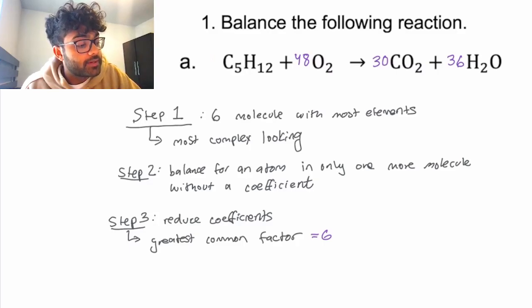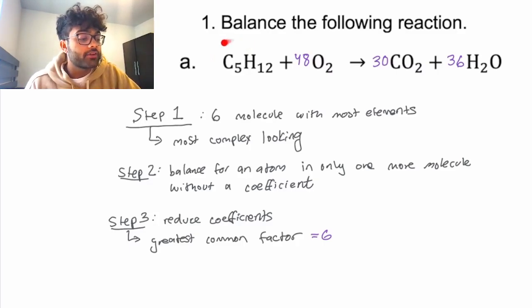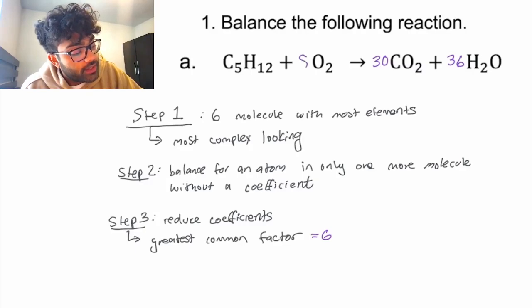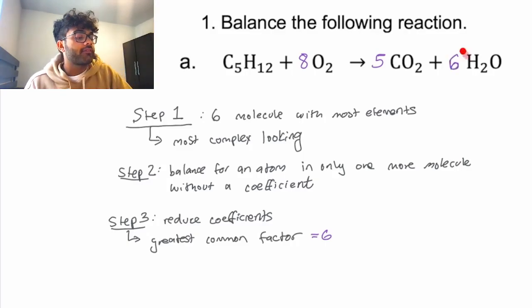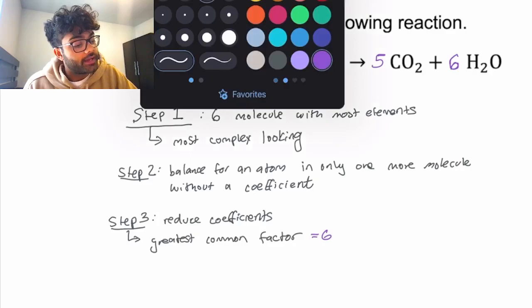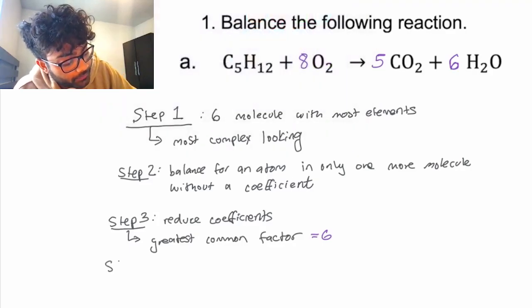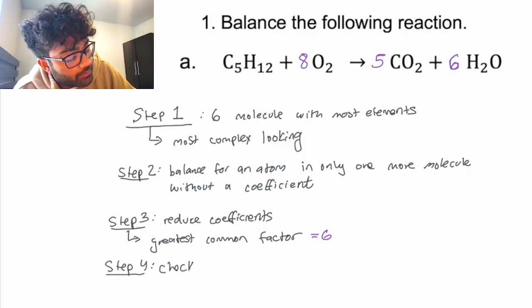So 6 divided by 6 is 1, and when we have coefficients of 1, we leave them blank. 48 divided by 6 is going to be 8. 30 divided by 6 is going to be 5. And 36 divided by 6 is going to be 6. So we tentatively have our balanced reaction, and then step 4 is always just to check that atoms are balanced.